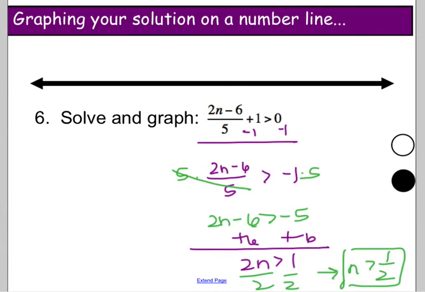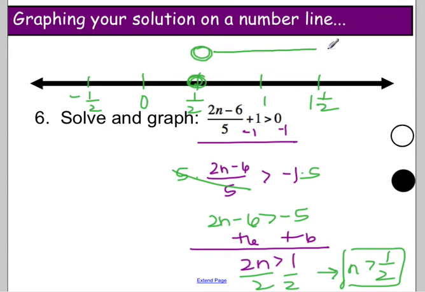Okay, should this be an open or closed circle? It's going to be an open circle at 1/2, and I'm just going to label this as 1/2, 0, 1, 1.5, negative 1/2. So there I go. And it's going to be an open circle at 1/2. Sorry, open. Do it up here. Open circle. And then I'm going to say n is greater than 1/2. To be bigger than 1/2, I'm going to go to the right. So this is what my final answer would look like.